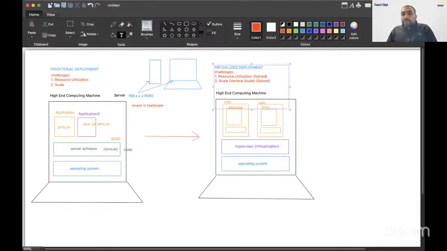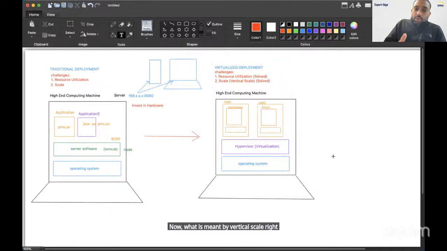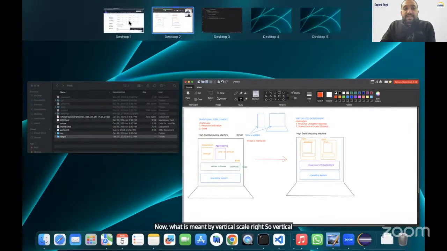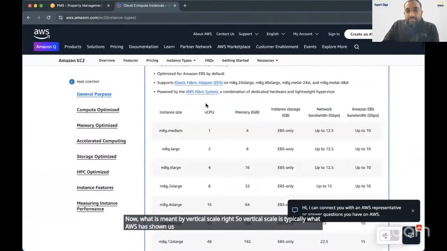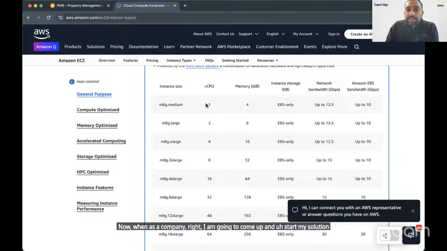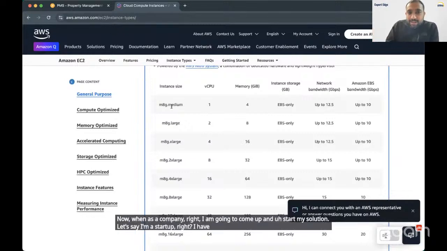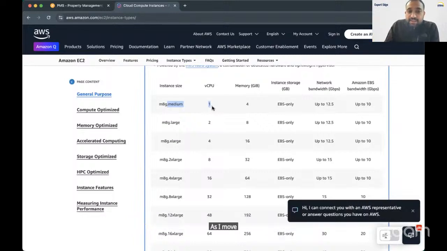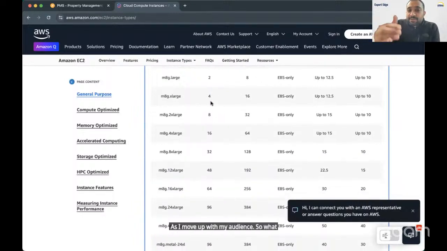Now what is meant by vertical scale, right? Vertical scale is typically what AWS has shown us over here. Now as a company, when I am going to come up and start my solution, let's say I'm a startup, right? I have few users. Then I can start with the medium scale, right? I can choose a very small instance. As I move up with my audience, I will slowly and slowly keep on incrementing the resources, right?